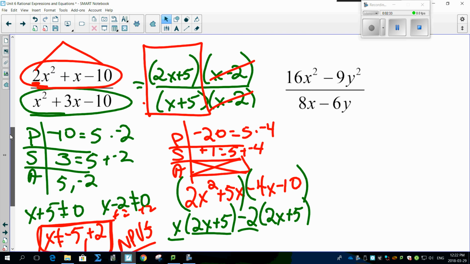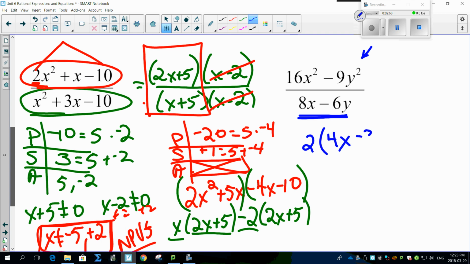All right. How does this become challenging? Well, you're just going to have to make these guys a little bit more difficult to do. And I'll show you how to do that right now. Look at the bottom. Look at this. Again, what can you factor out of that? Of course, you can factor out a 2, leaving you a 4x minus 3y.